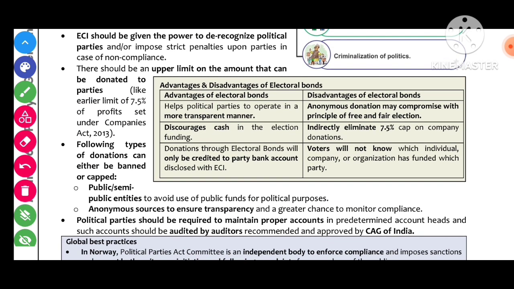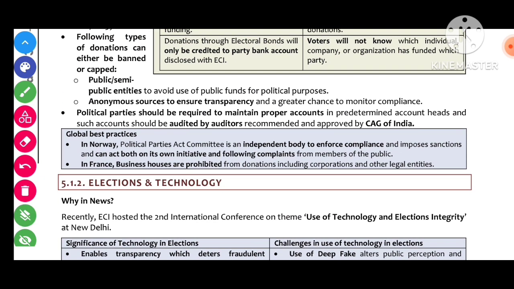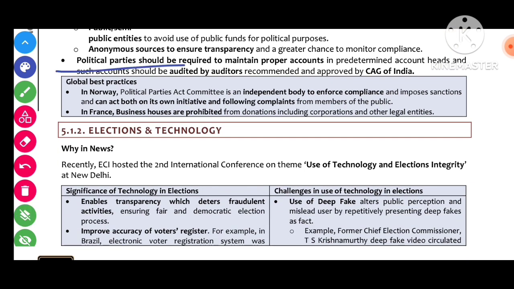So here you can remember an upper limit on the amount that can be donated to parties, and the following types of donations can either be banned or capped, and public or semi-public entities providing use of public funds for political purposes. Okay, and political parties should be required to maintain proper accounts in predetermined account heads, and such accounts should be audited by auditors recommended and empowered by the Comptroller and Auditor General of India. So you can remember this.